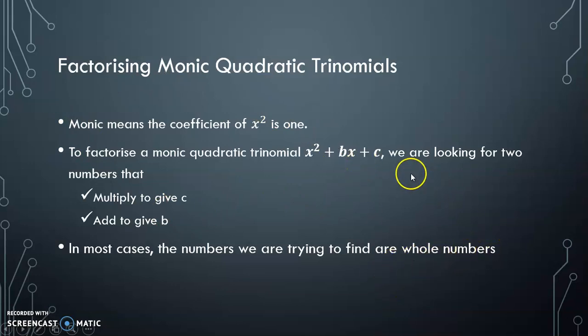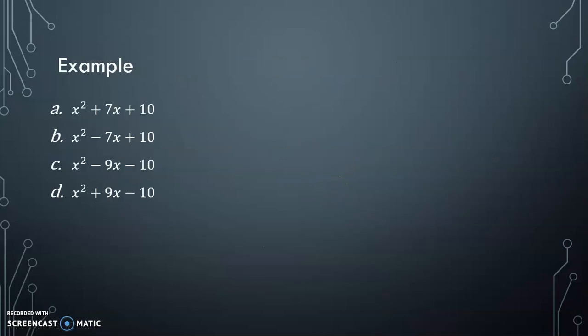So it really comes down to how familiar you are with the times table and how good you are with dealing with negative numbers. So let's have a look. Now, there are 4 quadratic trinomials. They're all monic trinomials, and you notice that the constant term always has a value of 10. But there's a difference between plus 10 and minus 10. So A, B, C, D are sort of all linked. Let's see how we do them.